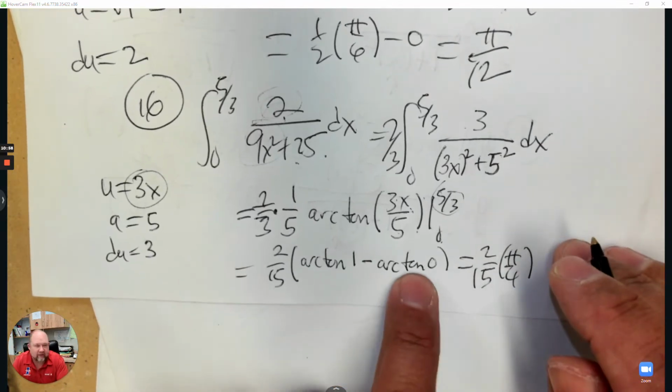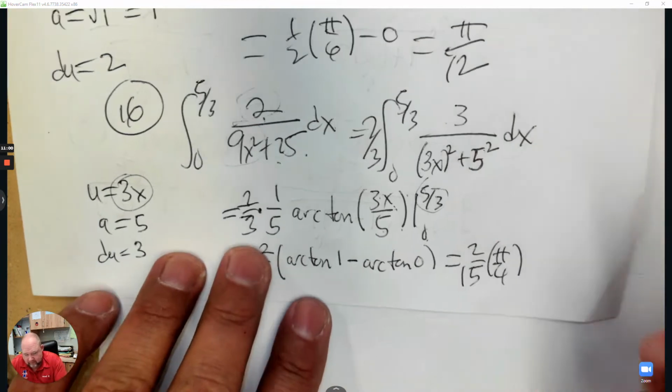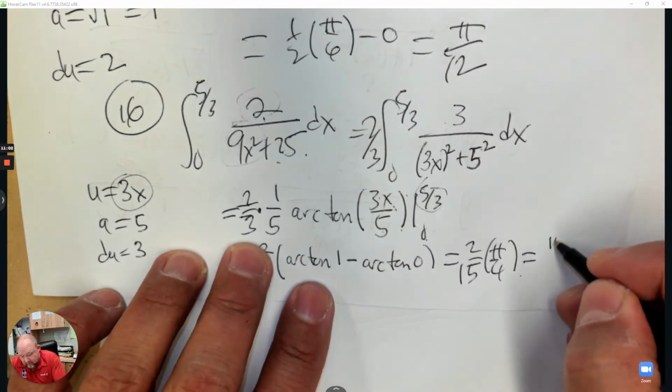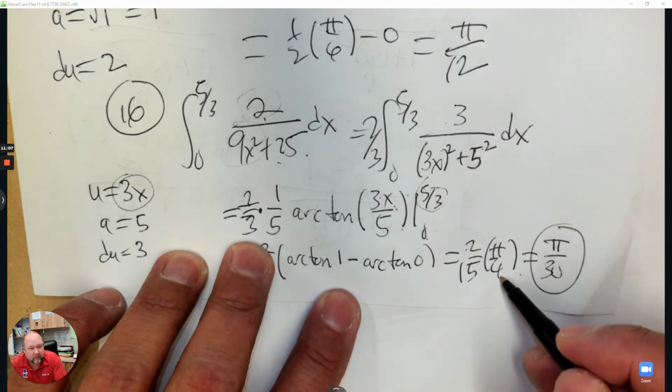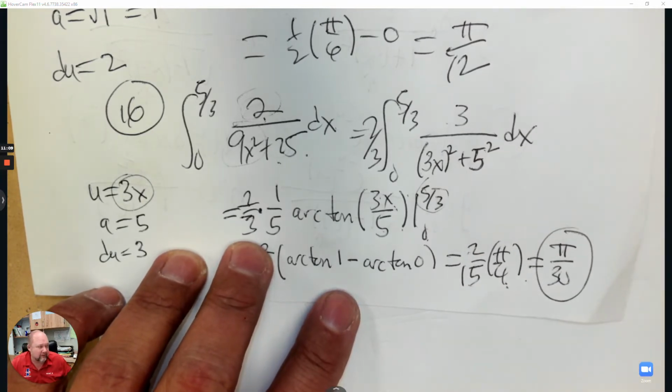The value of arctangent at 0 is 0. And so there's your answer. You can reduce it down if you want, but it's pi over 30. So 2 goes into 4 twice, and 15 times 2, it's pi over 30. Number 17.